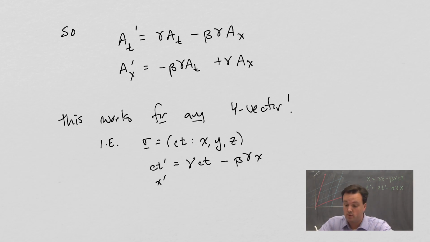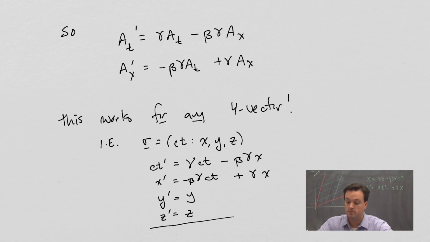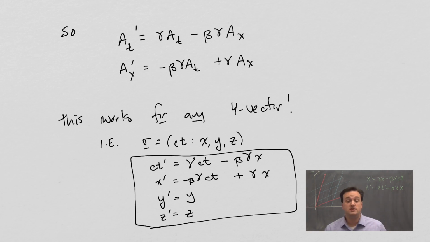The new x prime coordinate is going to be minus beta gamma times the old t component, which is ct, plus gamma times the old x component, which was just x. And heck, why not just do y and z while we're on a roll? Well, nothing's moving with respect to y or z, and so those two things don't change. In this set of 4 equations, the vector that I transformed was the position vector, so what I've calculated are the new components of the position vector. That is, where is it in space and time in the primed frame, based on where it was in space and time in the unprimed frame.